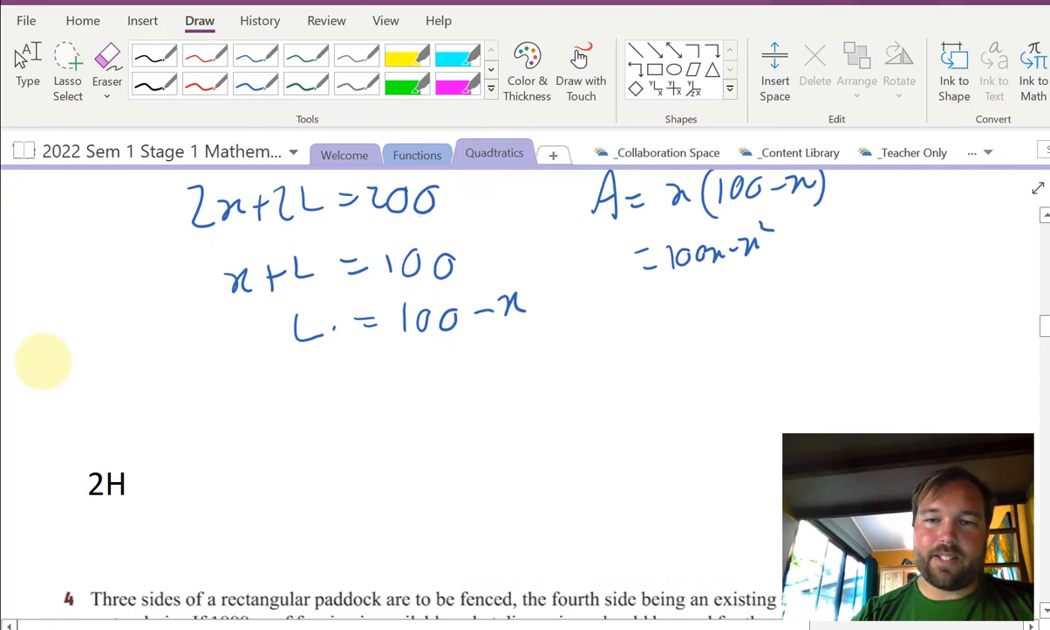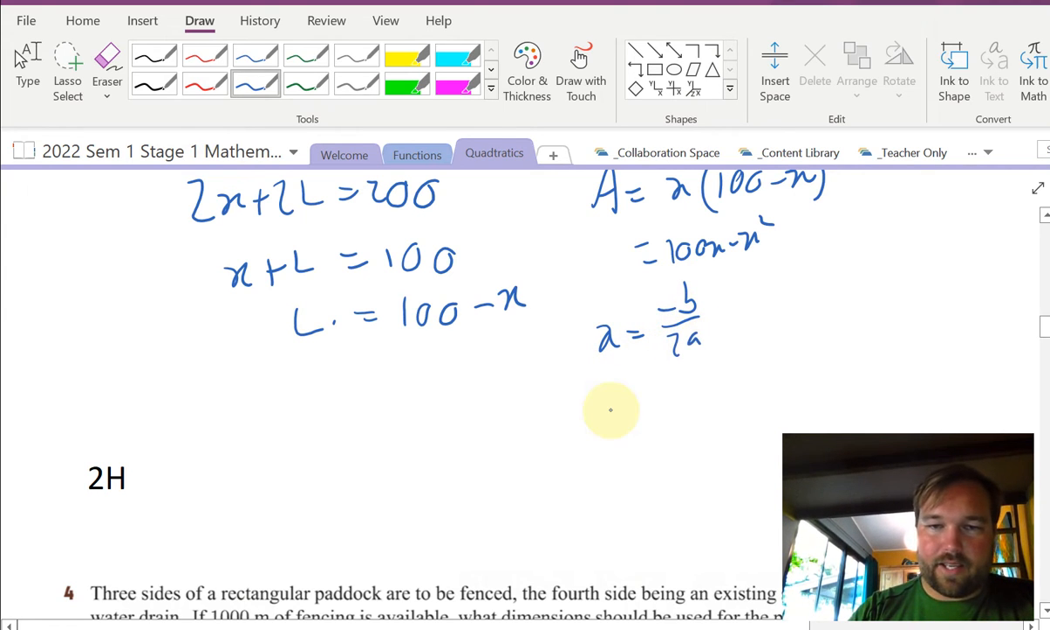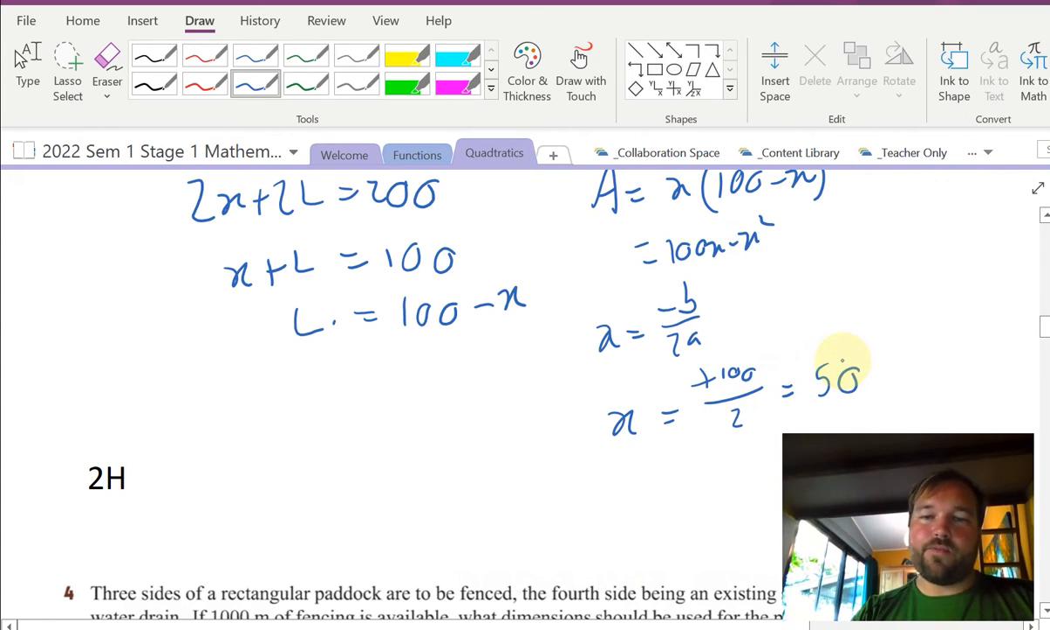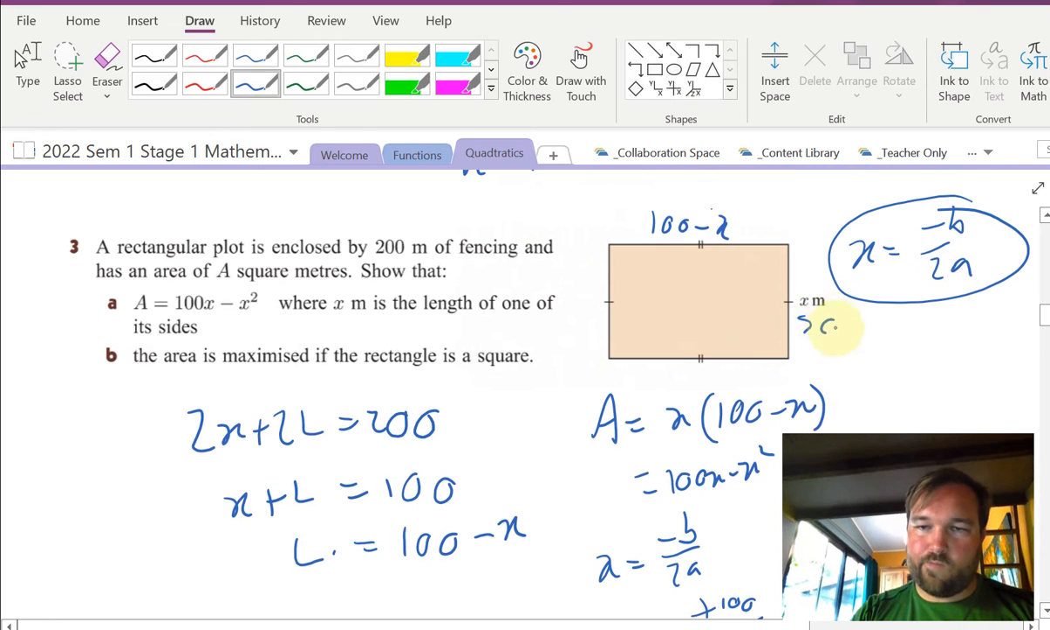Well, it is maximized when x equals minus b on 2a. In this case here, that x value would be negative b, which is plus 100, on 2, which is 50. x equals 50 will be the maximum. And when one side is 50, the other is 100 take 50, which will be 50 also.